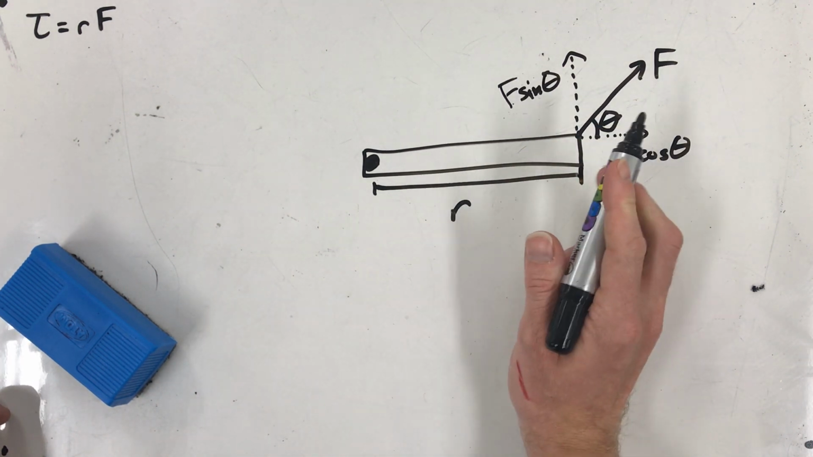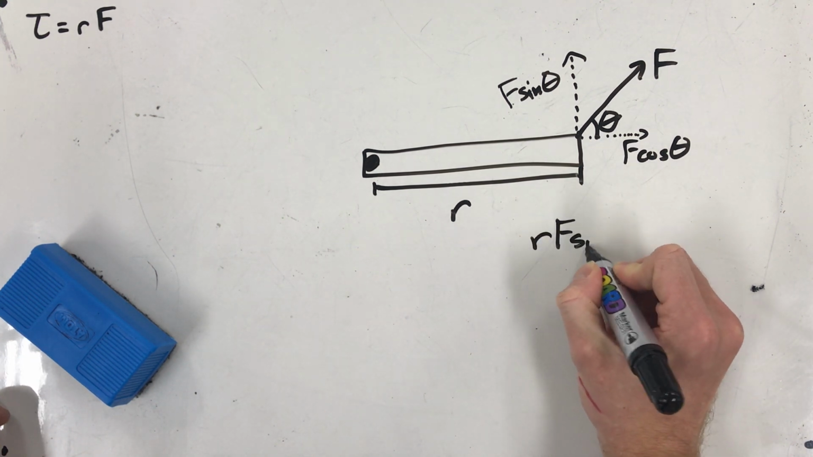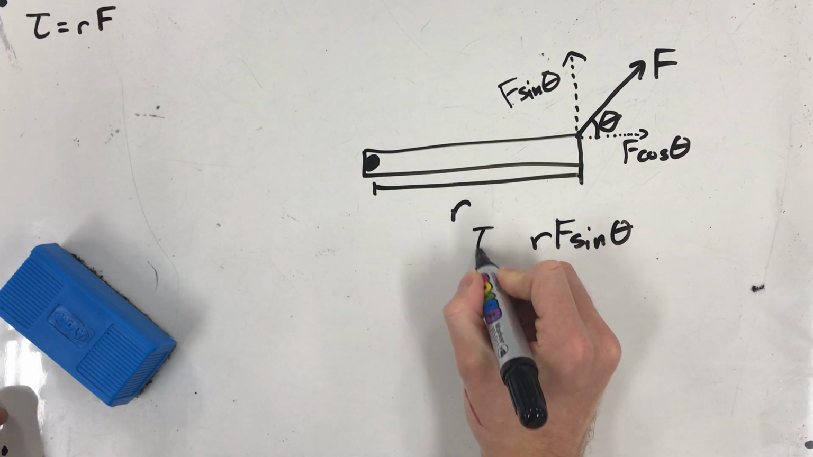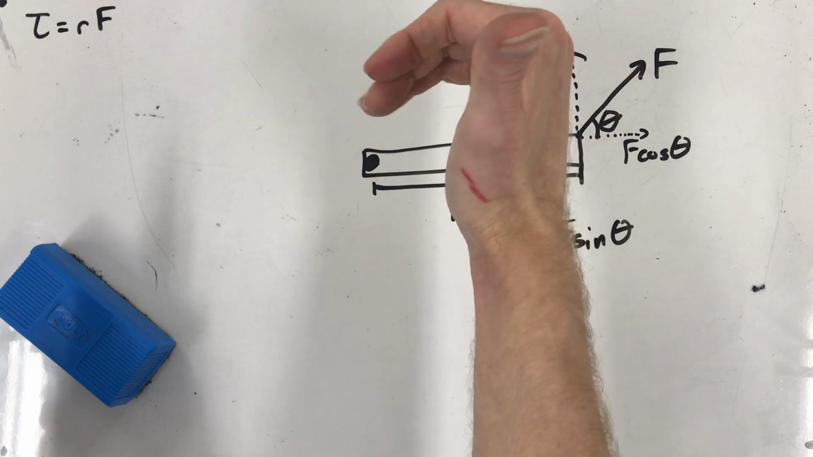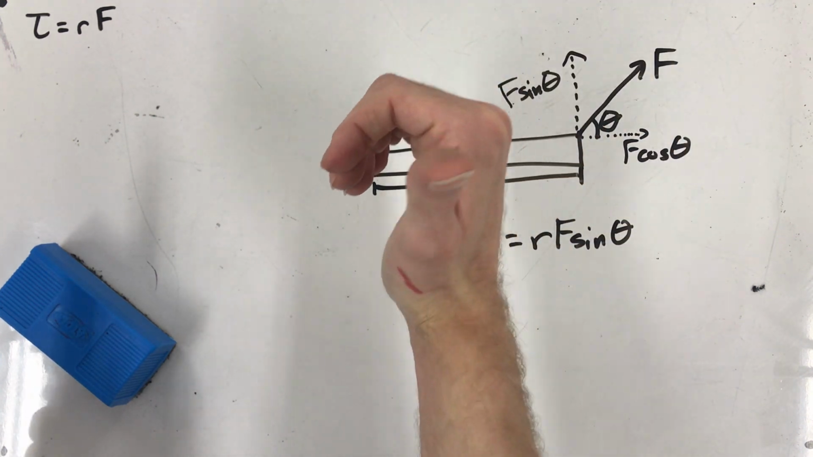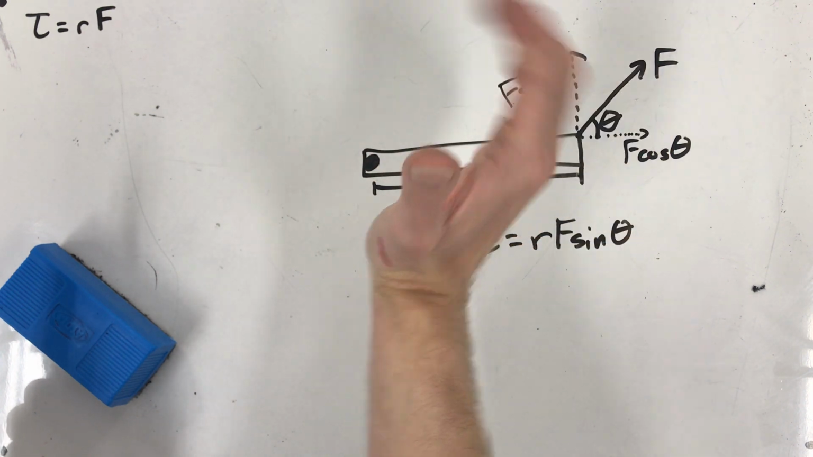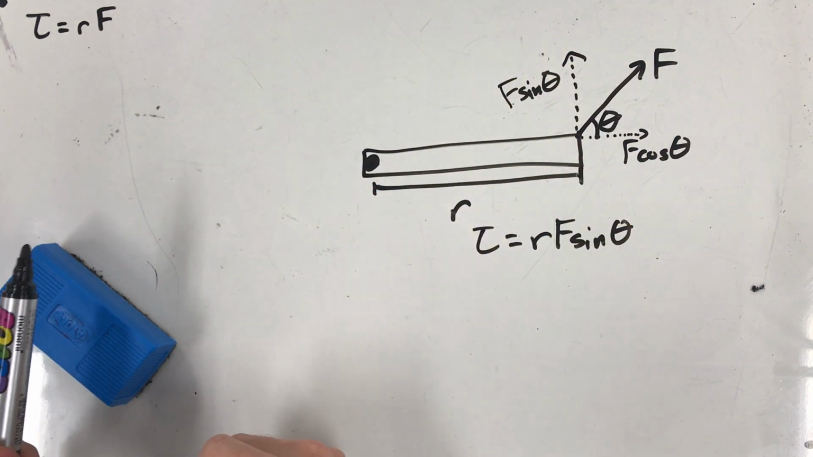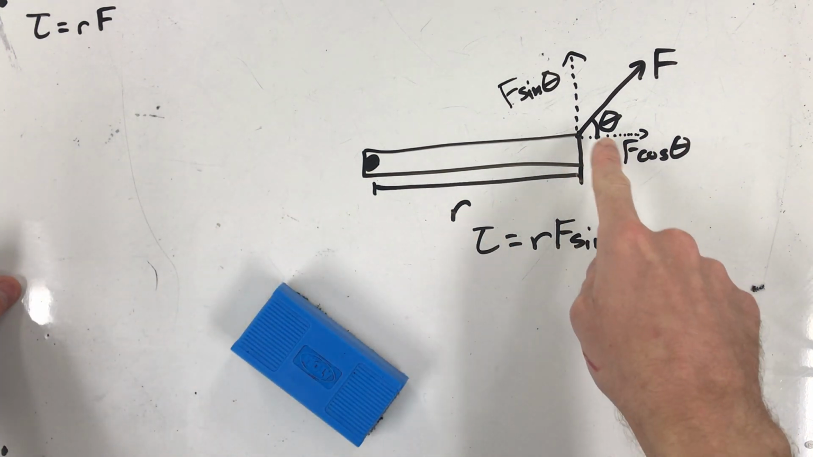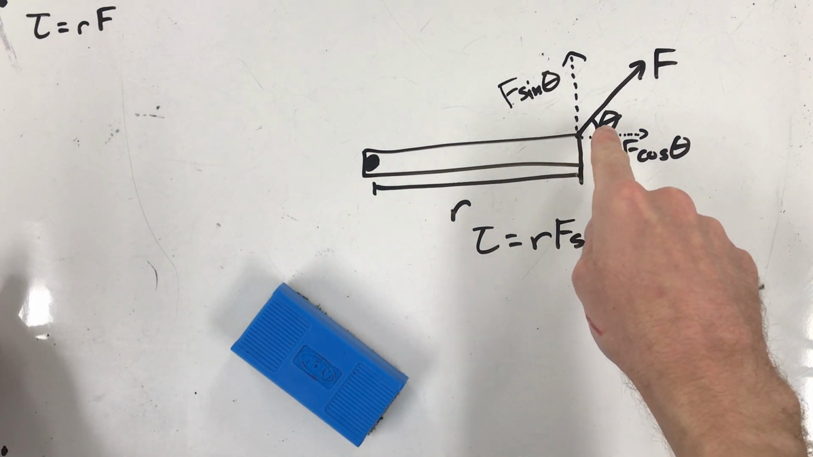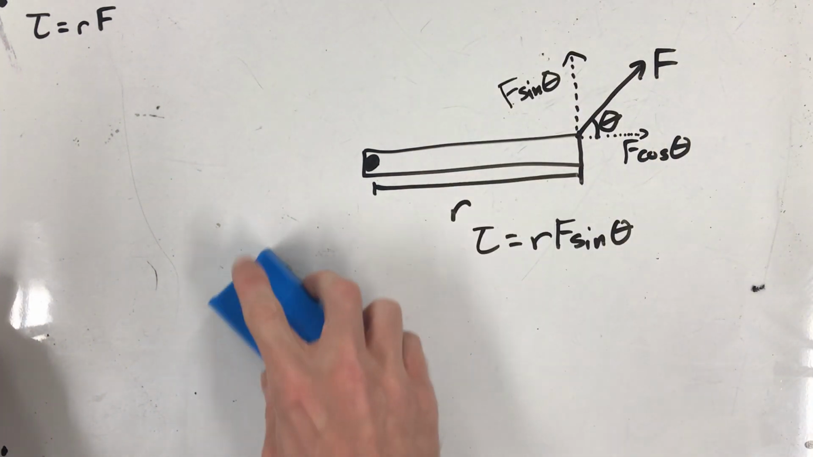The torque exerted by this force would actually be r times F sine theta. That would be the magnitude of the torque. And it would be in this direction, out of the page. Here's our axis of rotation. This force is making it want to rotate that way, out of the page. So this is an example where the force is actually exerting less torque than it would if it was pushing on it straight in that direction.